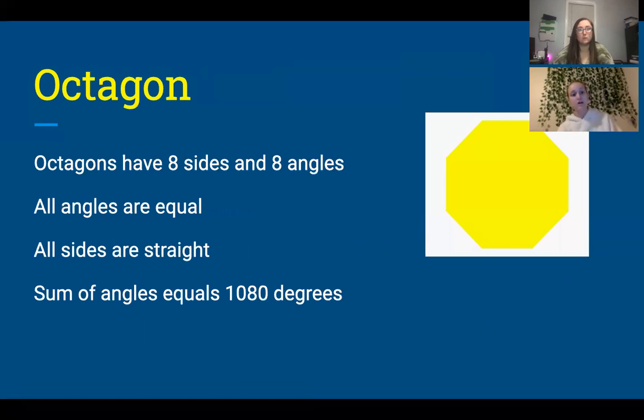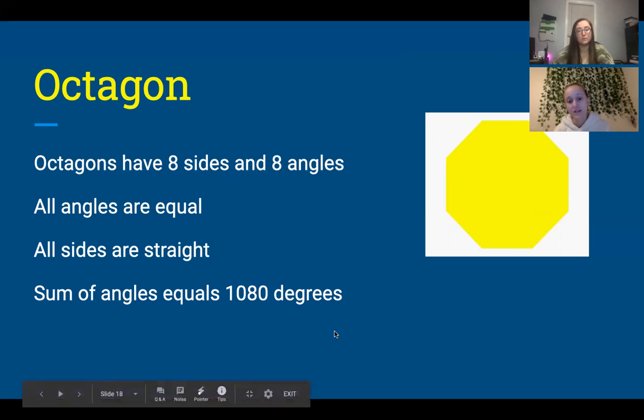Here's our next shape, an octagon. Can anyone think of an example of an octagon? If you remember back to our common response on our poll that we just took as a class, we all put in that we know what a stop sign is, and a stop sign is an octagon. Octagons have 8 sides and 8 angles. All angles are equal and all sides are straight. The sum of the angles on the inside adds up to 1080 degrees.